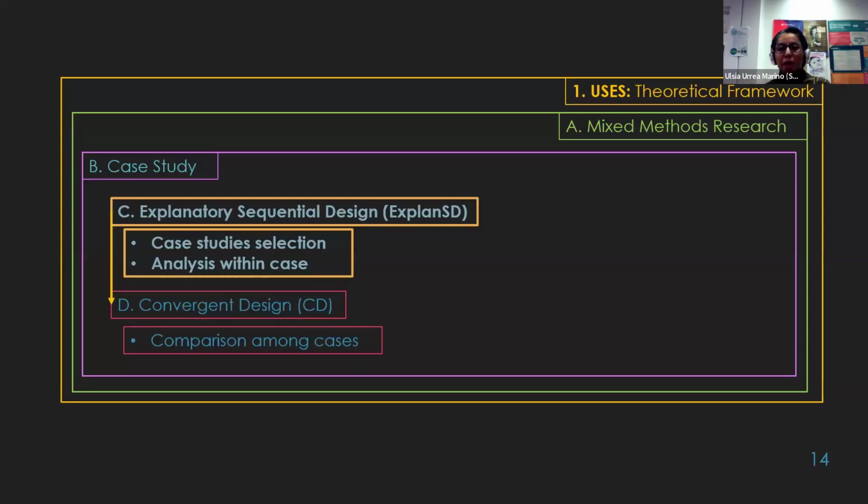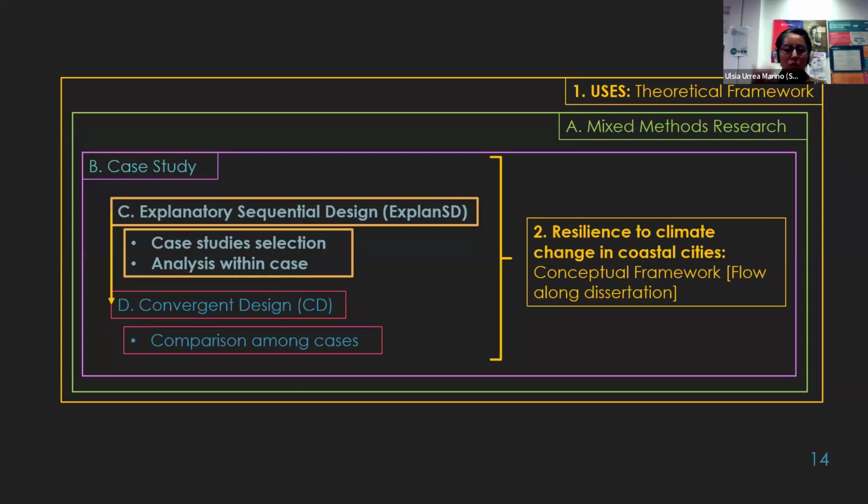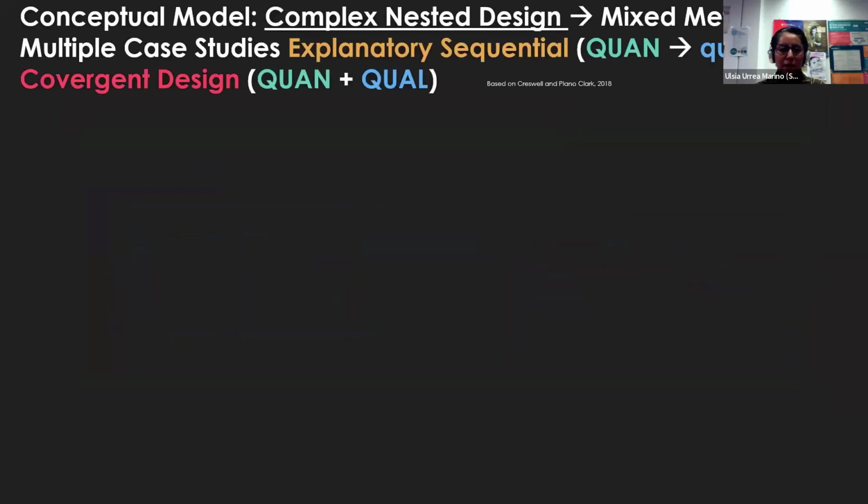And because I also want to compare what happened regionally, after conducting this quantitative part, I will conduct a comparison using the convergent design to allow me to compare the cases. And flowing along the whole design, I have the conceptual framework. That means all the concepts that I'm translating into variables or keywords to measure the resilience to climate change in coastal cities. So that leads us to the conceptual model. That is a complex model nesting a mixed method design within multiple case studies, in which I have the explanatory sequential design first, focusing on the quantitative part rather than the qualitative part. And then I have a convergent design in which I pay equal attention to the quant and qual parts.